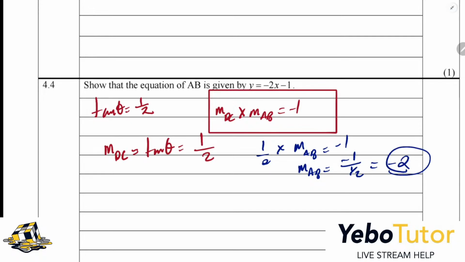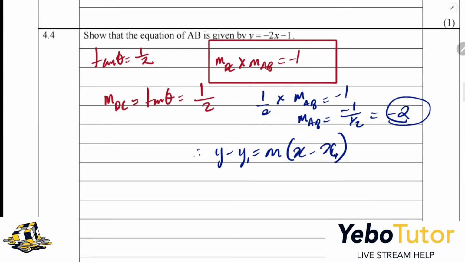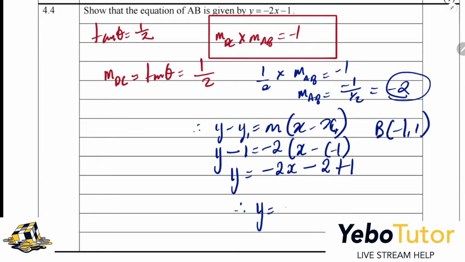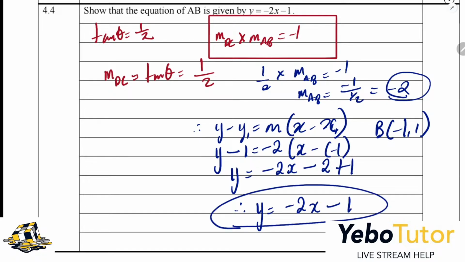Easy stuff. Then from that point we know that our equation is y minus y1 equals m times x minus x1. Then we can substitute the point B, which is negative 1, 1, because that's the point we have at B. So that will be y minus 1 equal to your gradient, which is negative 2, times x minus negative 1. Then we have y equal to negative 2x, which gives a positive, so negative 2 plus 1. Therefore y is equal to negative 2x, 1 minus 2 is negative 1. So this will be our equation over there.